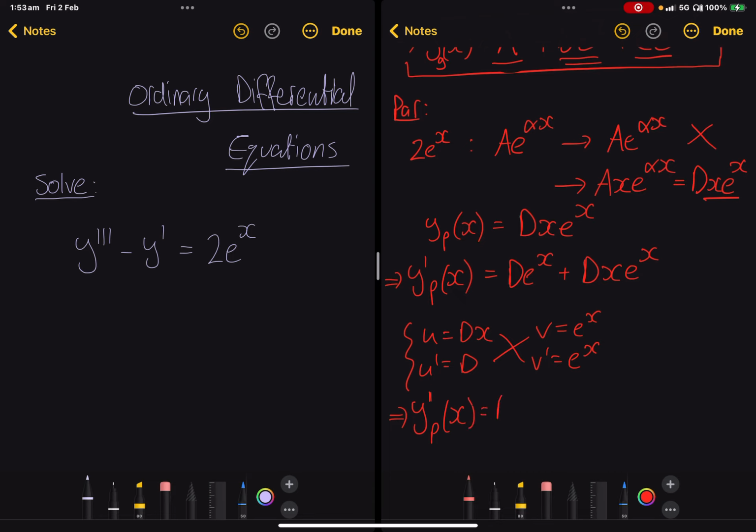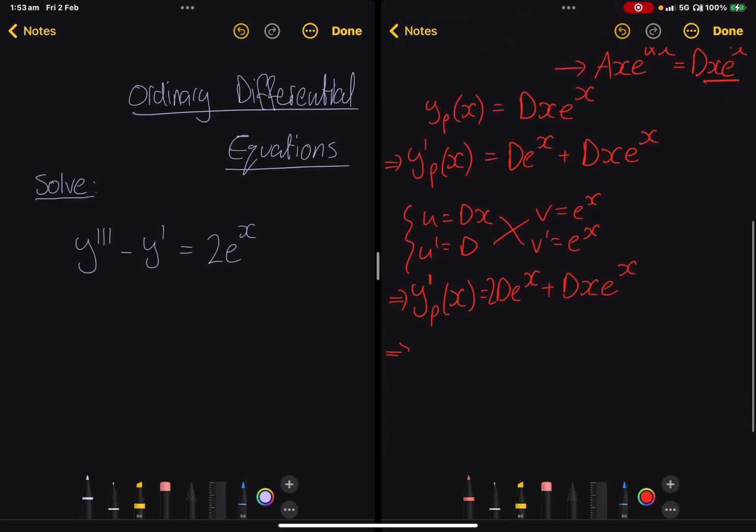d e to the x is just d e to the x. dx e to the x we know becomes d e to the x plus dx e to the x, so this is 2d e to the x plus dx e to the x. And then we can take a third derivative as well.